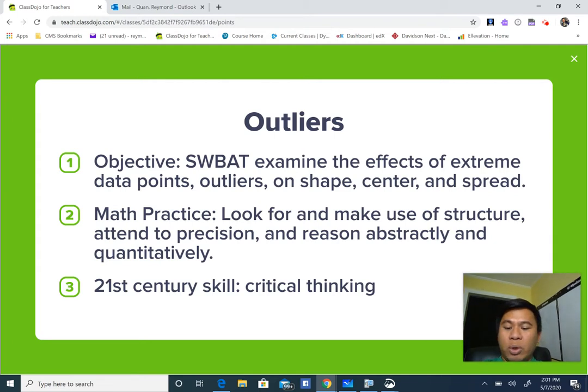Good morning. Today we'll be dealing with what we call our outliers to examine the effect of extreme data points in shape, center, and the spread of our dataset. We look for and make use of structure, attend to precision, and reason abstractly and quantitatively using critical thinking.